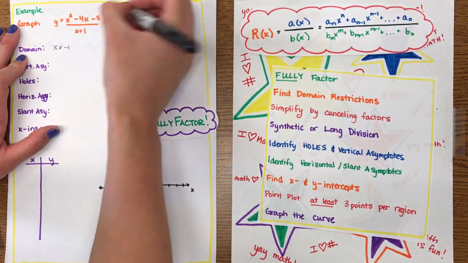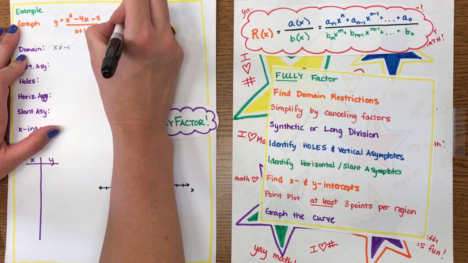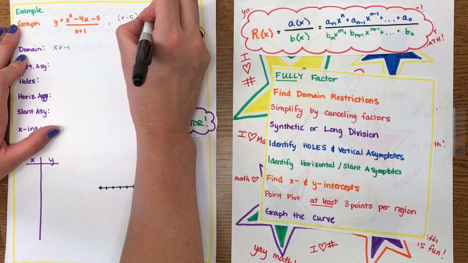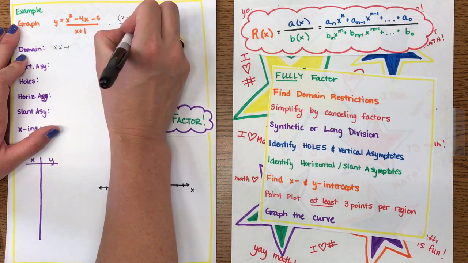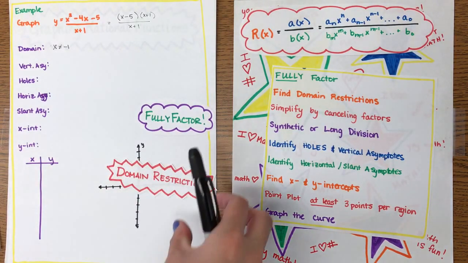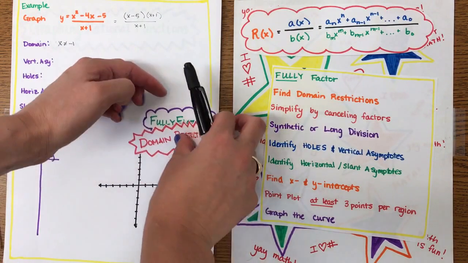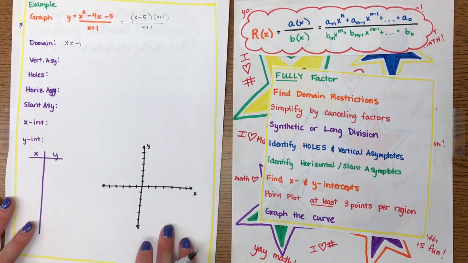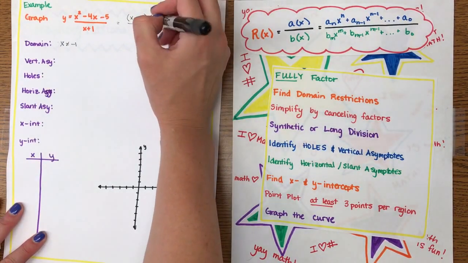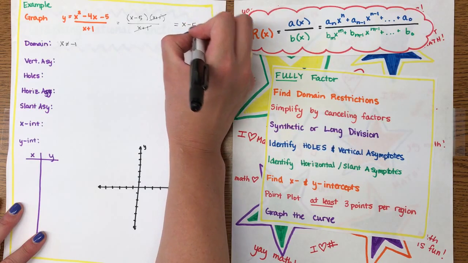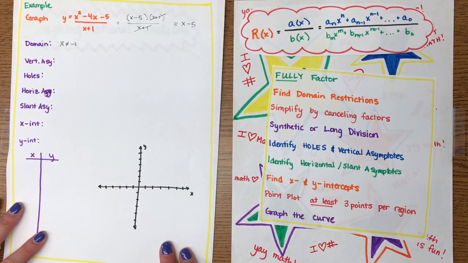So I'm going to go ahead and fully factor the numerator, which factors to be x minus 5 times x plus 1 over x plus 1. So I have fully factored this. I have found my domain restriction. So I'm going to go ahead and simplify by canceling out any common factors. So I see that there is an x plus 1 in the numerator and the denominator. So this simplifies down to be x minus 5.